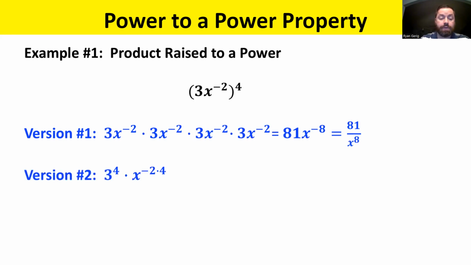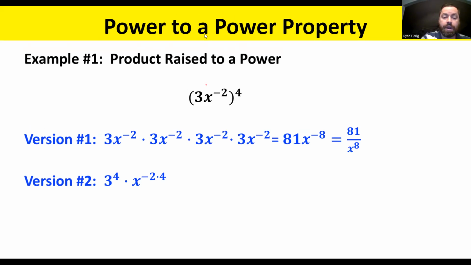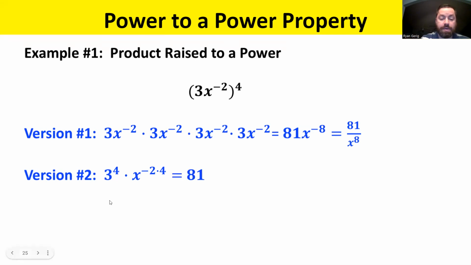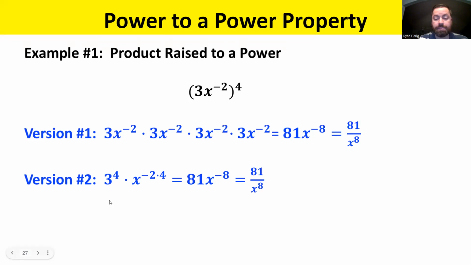Now, version 2, you look at this like there's an exponent of 1 on the 3. And what you're going to do is multiply both exponents, the 1 and the -2, by 4. So 3 to the 4th times x to the -2 times 4. And then you get your same answer here, which is 81 x to the -8, which moves the 8 to the bottom.